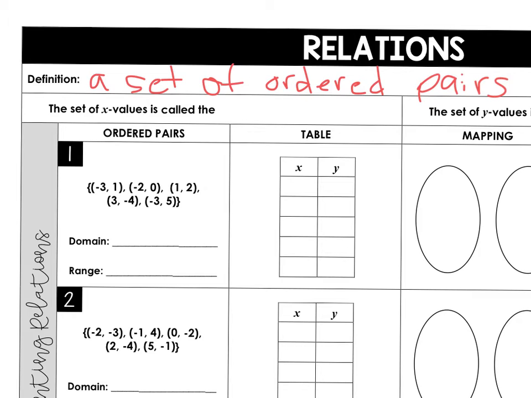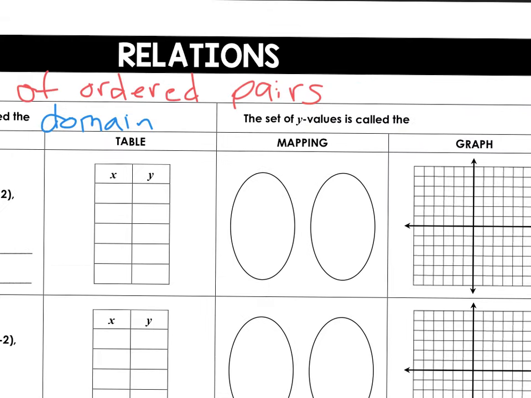A set of x values, right? So the set of the x values is called the domain, which would mean that the set of y values is called the range. Okay, so that's your notes for the top of this page.